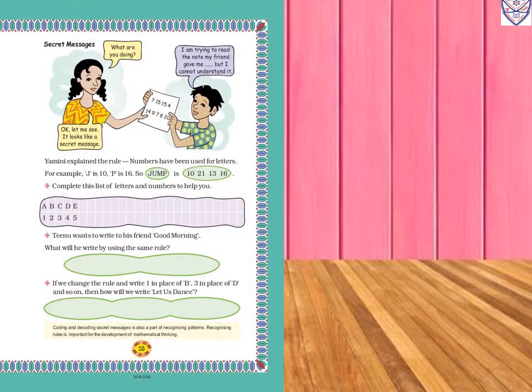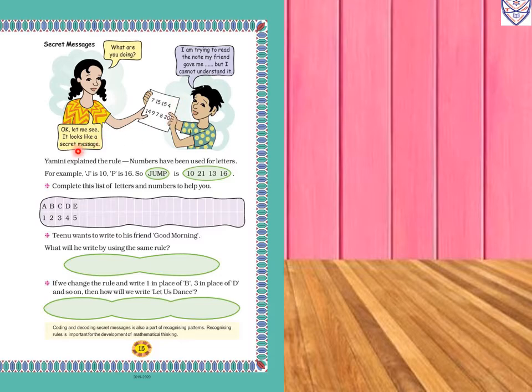Now page number 115, secret message. What are you doing? I am trying to read the note my friend gave me, but I cannot understand it. Okay, let me see. It looks like a secret message. So the boy is having the message that is written with numbers.